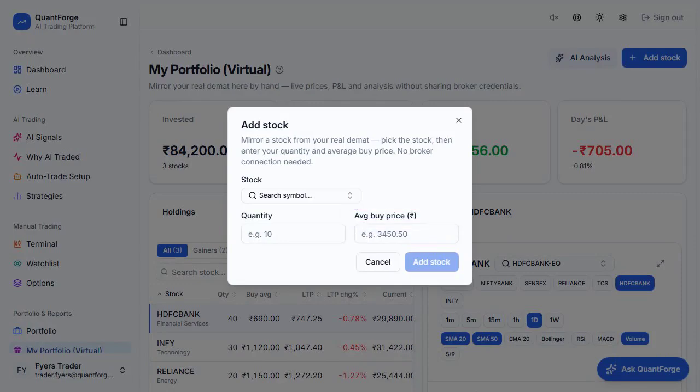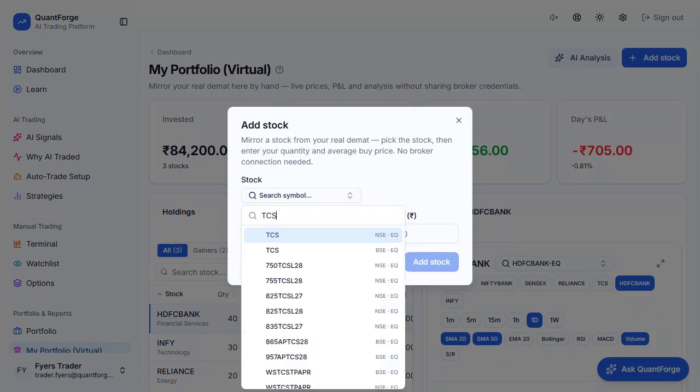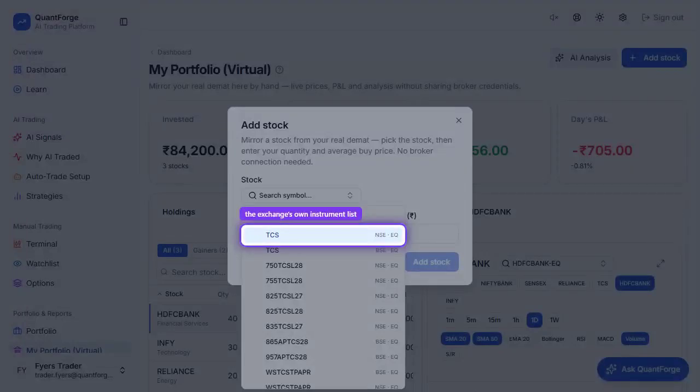Start typing the name and it searches the exchange's own instrument list. Watch the suggestions. There are 2 rows for the same company. Because the same share trades on 2 exchanges, NSE and BSE. Pick the one your broker actually shows. It matters, the price history and the analysis are fetched for the exchange you choose.